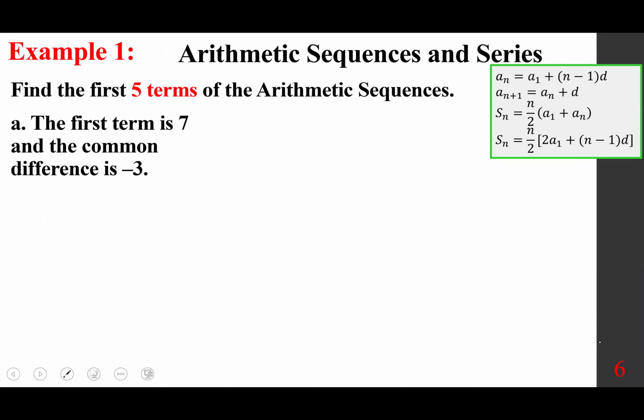All right, here's the first example. Find the first 5 terms of the arithmetic sequence. The first term is 7, and the common difference is negative 3. So according to this, A sub 1 is 7, d is negative 3.